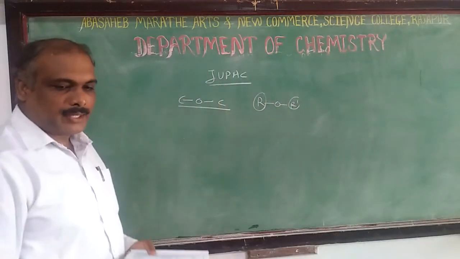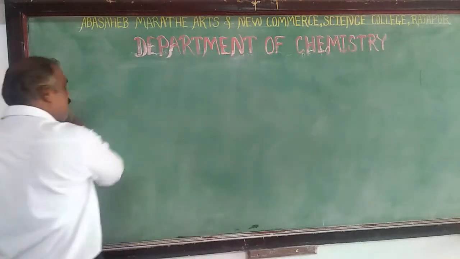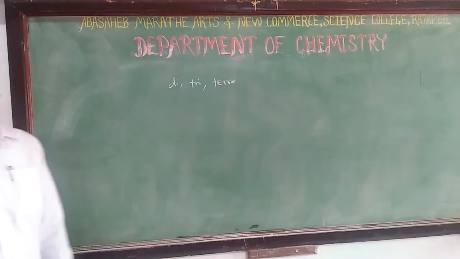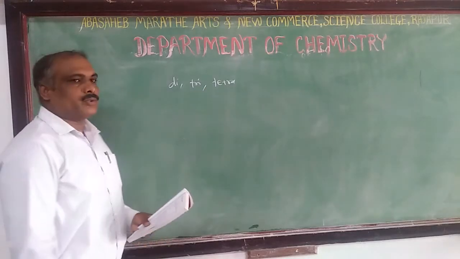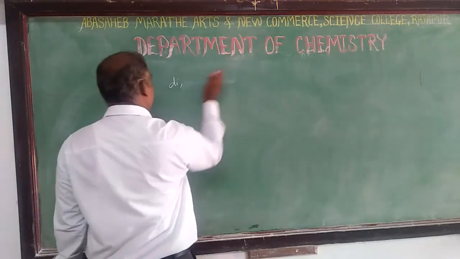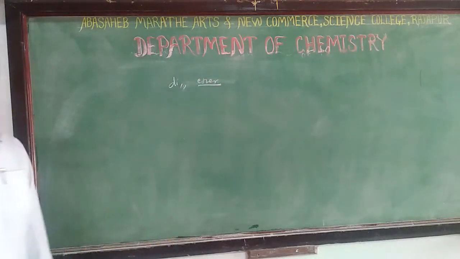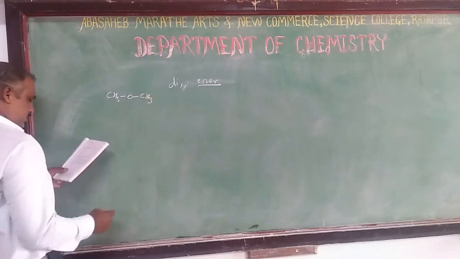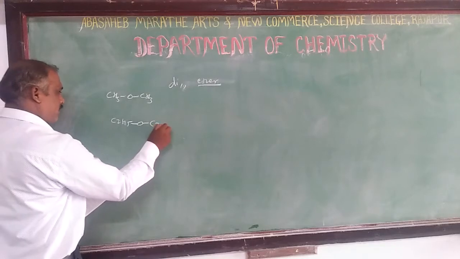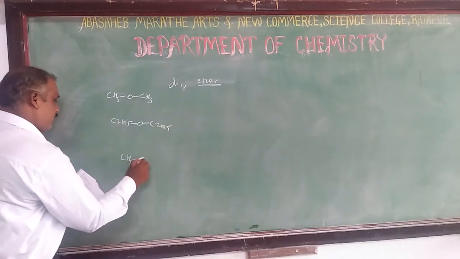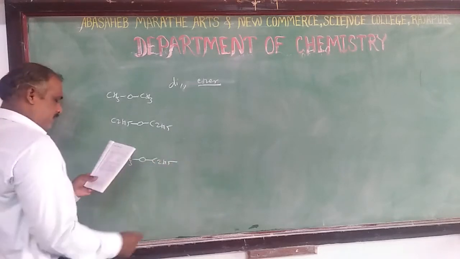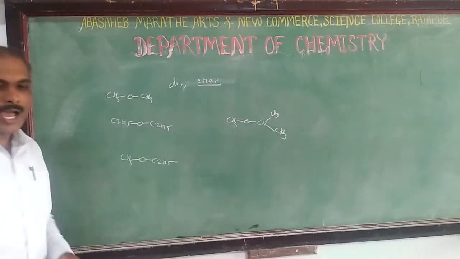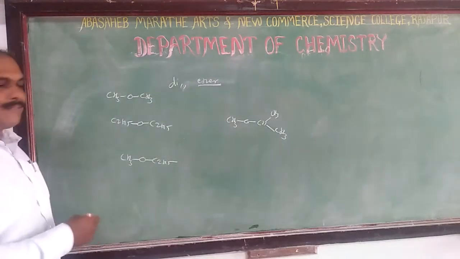For the common name of ethers, words such as di, tri, tetra, etc. are used, and then after that we write the name ether. So the first examples we have taken are here, and so these are some examples. Now we will give the names.